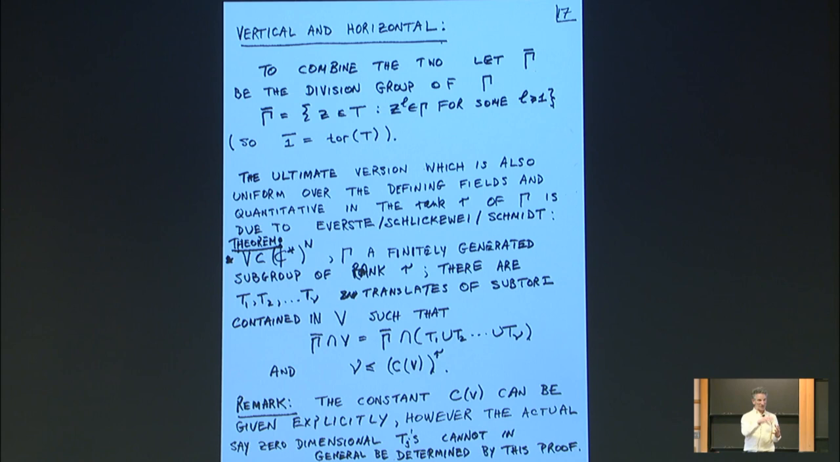It says that there are a finite number of subtori. But suppose I take the division of this finitely generated subgroup, which are all elements whose some positive power is in the group. So now this is a much bigger group. So the division group of one is all the torsion points. So now I can unify everything by saying, is it true that the division group meets V in only finitely many subtori? And that's the big theorem.